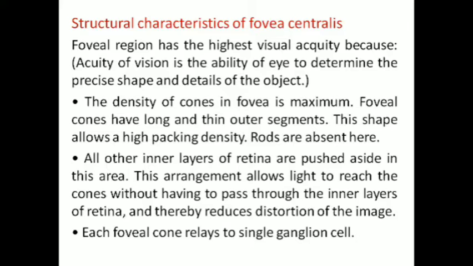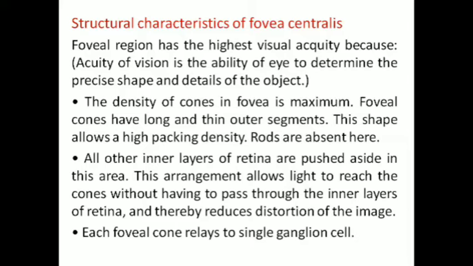Foveal cones have long and thin outer segments. This shape allows high packing density. Rods are absent here. The second point: all other inner layers of the retina are pushed aside in this area. This arrangement allows light to reach the cones without having to pass through the inner layers of the retina. So here it directly falls on the retina and thereby reduces distortion of the image.